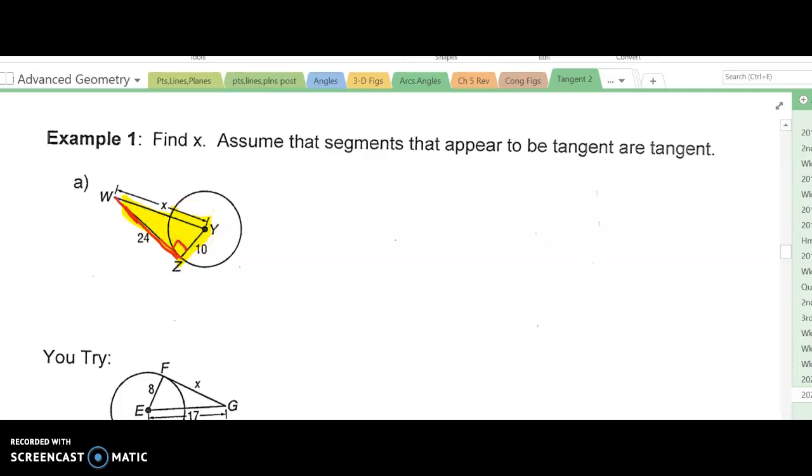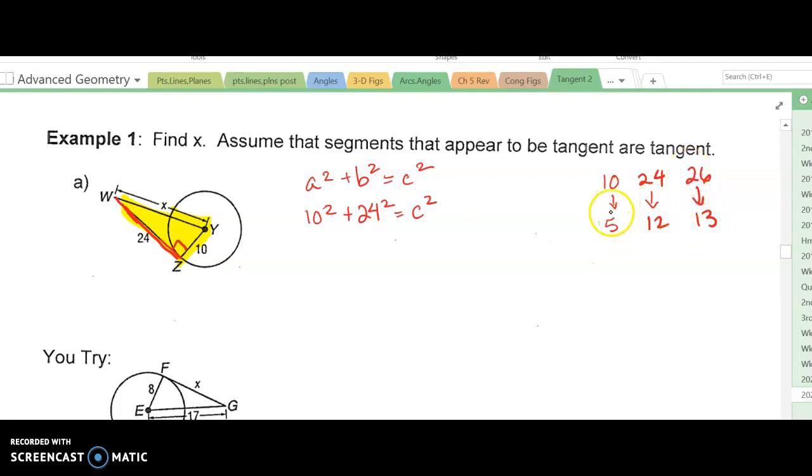Well, we have a lovely right triangle, and we can do the Pythagorean theorem to find the hypotenuse. So we're going to do 10 squared plus 24 squared equals c squared. You might notice that this is a multiple of a triple. This is a 5, 12, 13. So if you take 5 times 2 is 10, 12 times 2 is 24, 13 times 2 is 26, so we know c will come out to be 26.